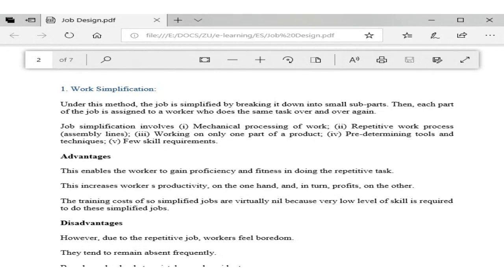Job simplification, therefore, involves: one, mechanical processing of work. There's a lot of mechanical aspect of it. Number two, repetitive work process. So there's a repetition. You keep repeating, as I've mentioned. Remember, when you're specialized, the eye specialist will just be eye. So you just deal with the many issues that relate to the eye. If you specialize in it, then you find there are so many of them, and you also keep learning in the process. Then there's working on only one part of a product. Yes, you don't measure on many, just one part. And then there's predetermining tools and techniques. But now in this level, it doesn't require so much in terms of skills based on what we are looking at in organization. So it may not require so much, especially in the lower level of the organization.